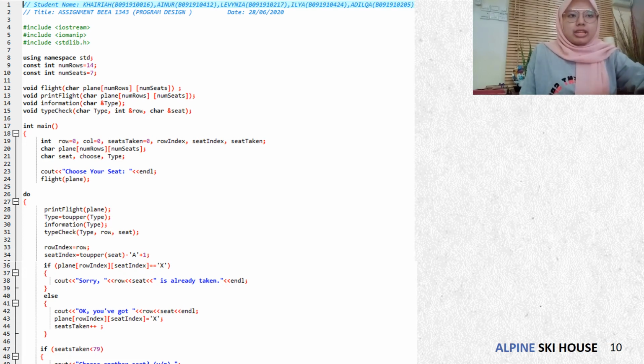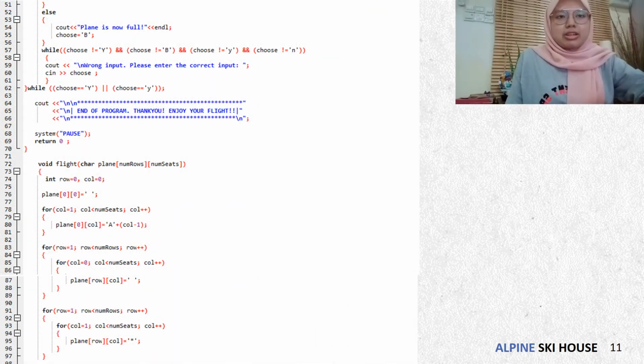In this coding, the user needs to insert the type of ticket, which is first class, business class, or economy class. They must insert the row and seat, so they get their ticket. This process is to book and reserve a seat for a plane, and to show the seat to the passenger.